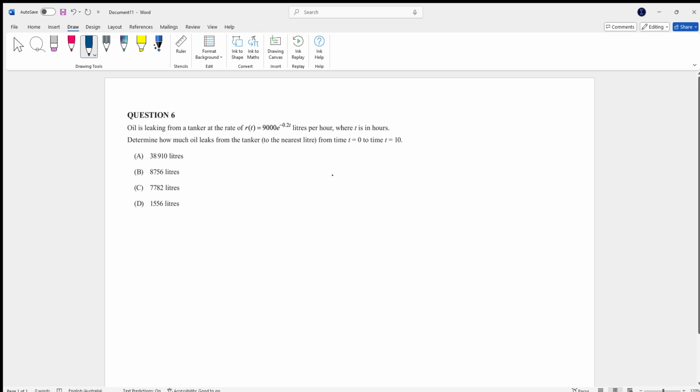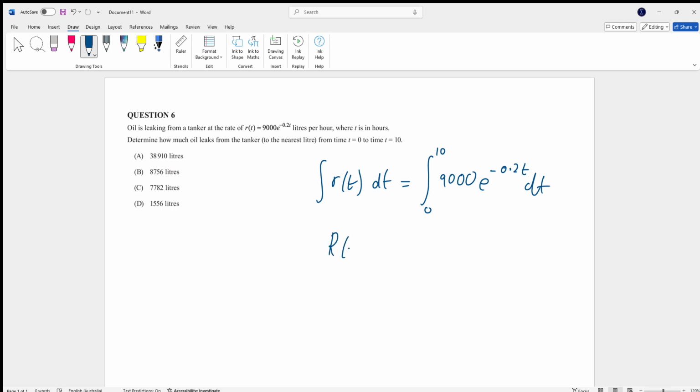So you would integrate R of t with respect to time. You'd be integrating this guy here, except you would put bounds on it, because you're looking between t equals 0 to t equals 10. So it'd be 0, and then 10. This gives you R of 10 minus R of 0. So here all you'd have to do is integrate this thing here.